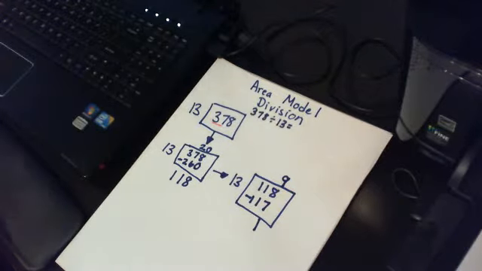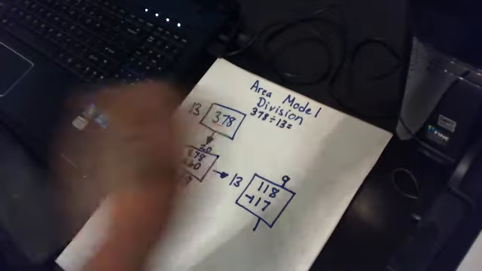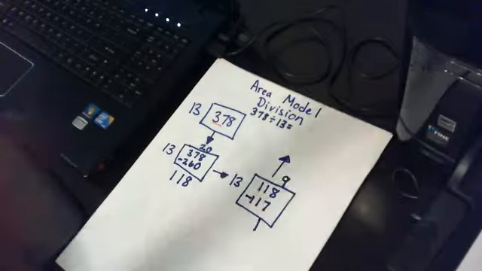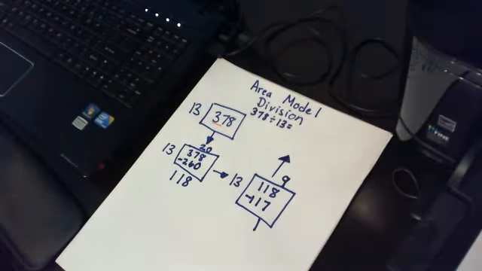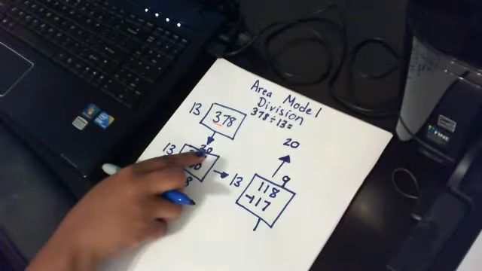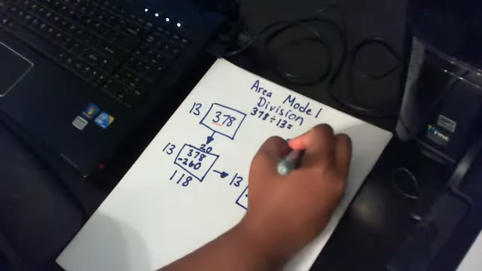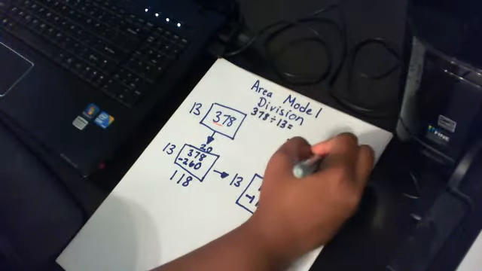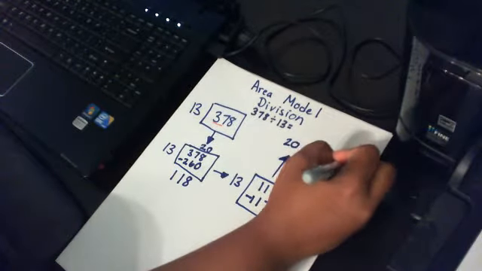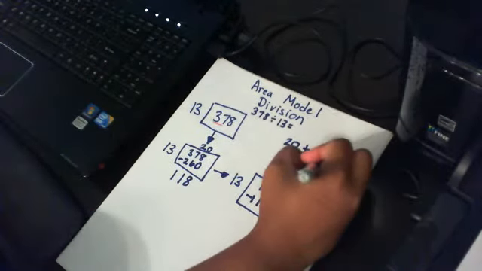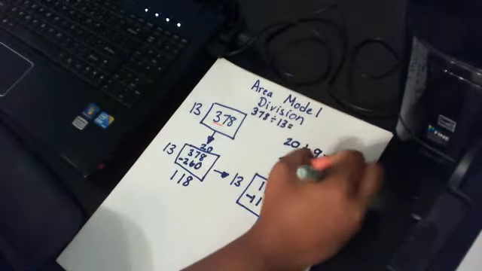So I'm going to draw an arrow up so we can finish our rectangle. And we're going to use the numbers on the top. We're going to get 20. Remember 20 was here. Plus 9 equals 29. So our answer is 29. And we have a remainder of 1.